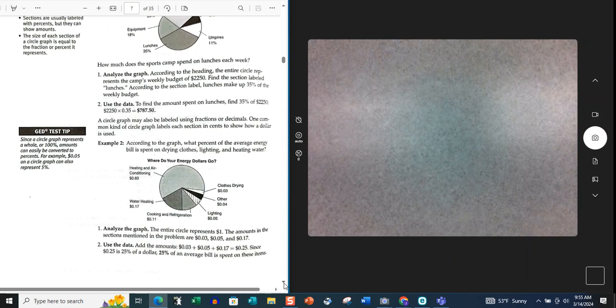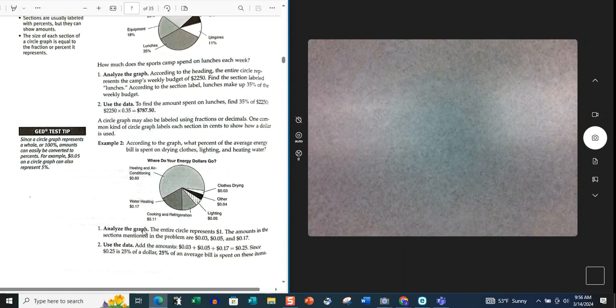Okay, now it says a circle graph may also be labeled using fractions or decimals. One common kind of circle graph labels each section in cents to show how a dollar is used. According to the graph, what percent of the average energy bill is spent on drying clothes, lighting, and heating water? So we look here. Clothes drying is 3 cents. Lighting is 5 cents. And heating water is 17 cents. So that's a total of 25 cents.